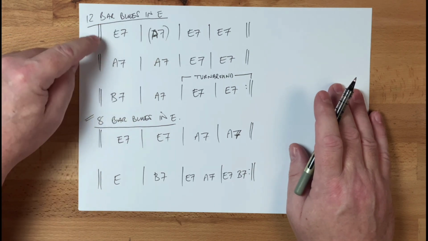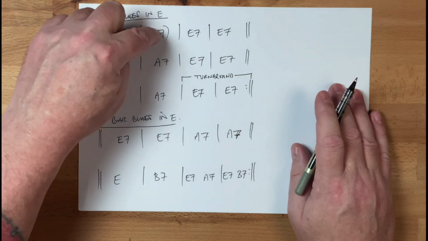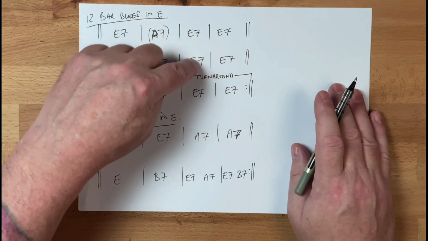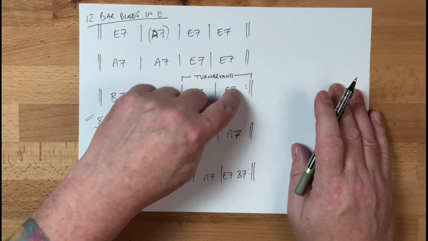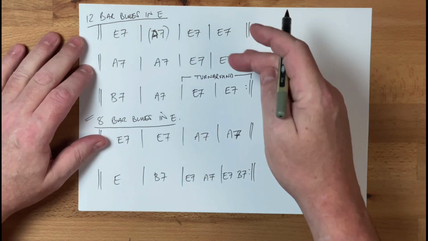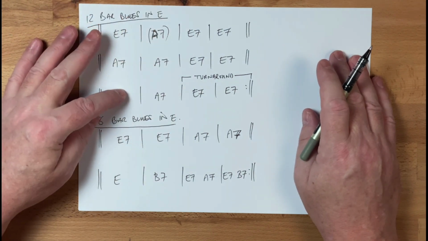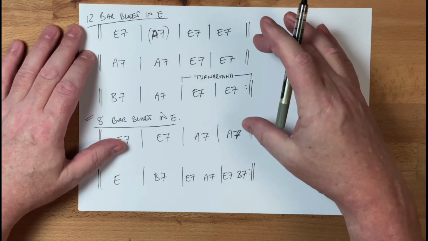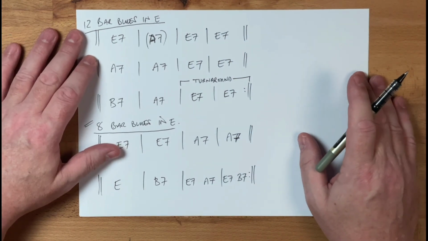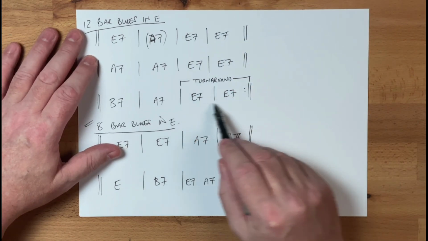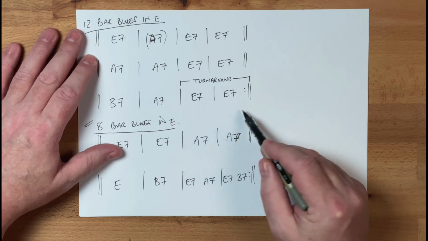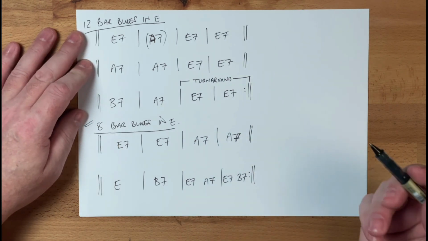So that's a quick change there, but equally it could be E7, E7, E7, E7. There's an E7 there, E7 there, E7 there, E7 there. You only end up with about 4 bars that aren't E, so it can sound a bit samey, a bit boring. So what we need to do is take this E7 turnaround and make it fancy.